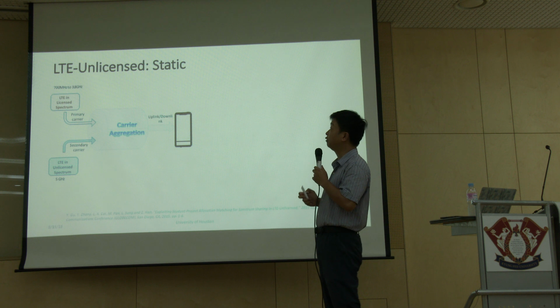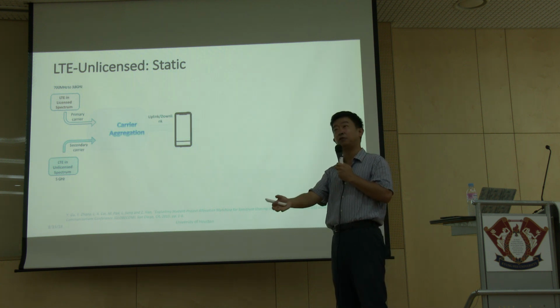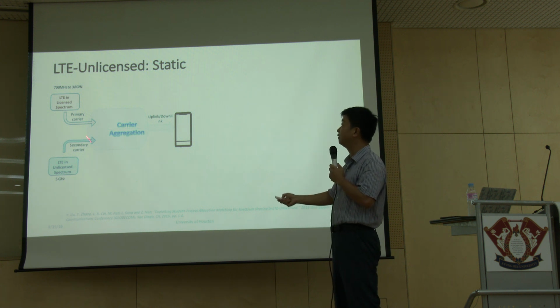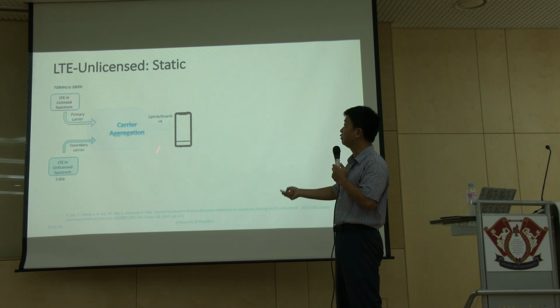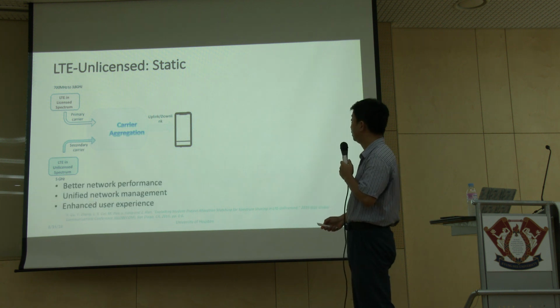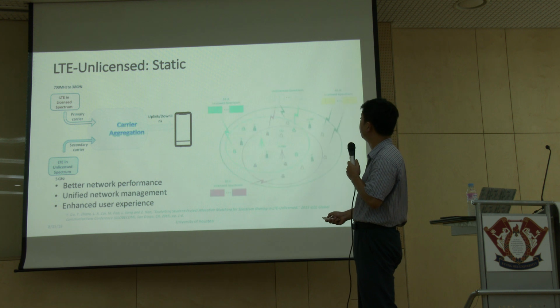So this is where LTE unlicensed comes from. The FCC gave a spectrum that both cell phone users and Wi-Fi can use. Then they need some kind of carrier aggregation to put the different transmissions into the different spectrum to transmit. And they have better network performance, unified network management, and enhanced user performance.